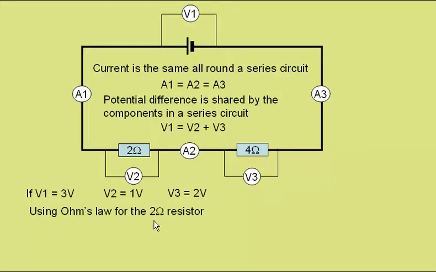Using Ohm's law for the 2 ohm resistor, Ohm's law being current I is equal to potential difference V divided by resistance R. For the 2 ohm resistor we have a potential difference of 1 volt divided by the resistance of 2 ohms, giving a current of 0.5 amps. The current will therefore be half an amp all the way around the circuit.